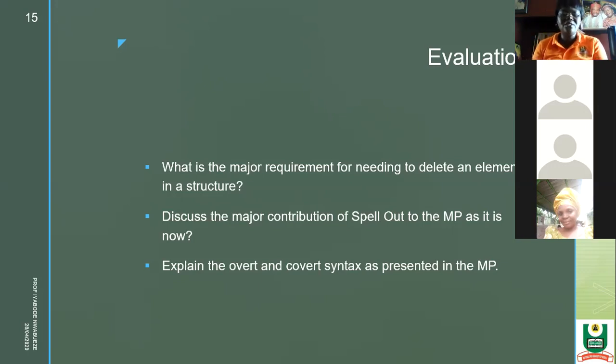So let's go now. What is the major requirement for you to delete an element? That's the first question I have now. What is the major requirement for you to delete an element? What makes you need to delete an element?